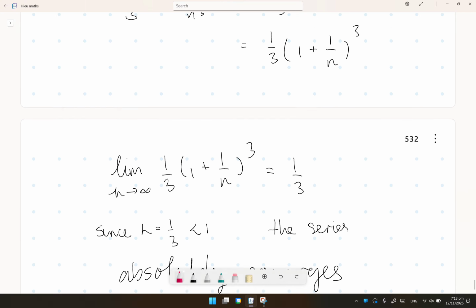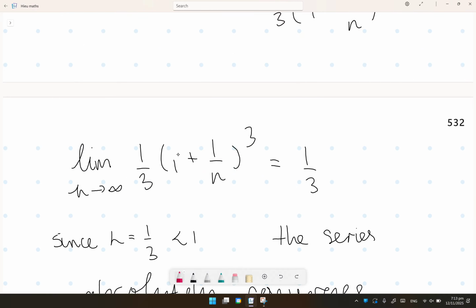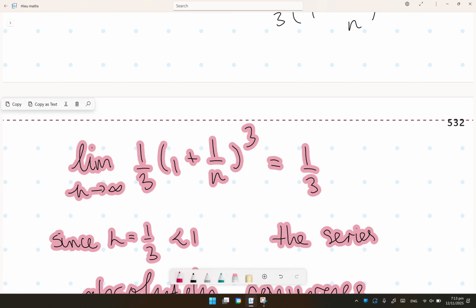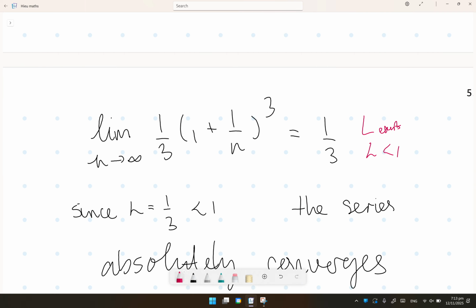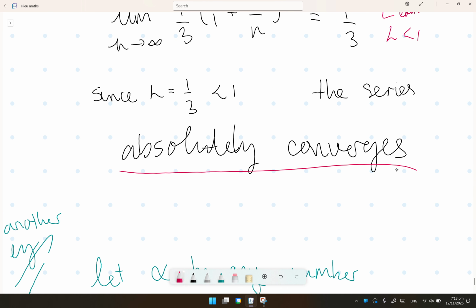And so the limit as n goes to infinity, I think I write here, is 1/3 multiplied by (1 plus 1 over n) cubed. That 1 over n, to infinity, is 0. So it's 1 plus 0, just 1. Cubed is 1. And then that's going to be 1 times 1/3. It's just 1/3. And so the limit exists, right? So first of all, L exists, and L is less than 1. So therefore, it absolutely converges.